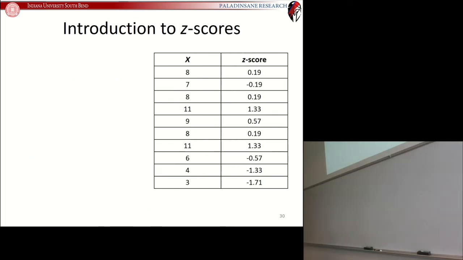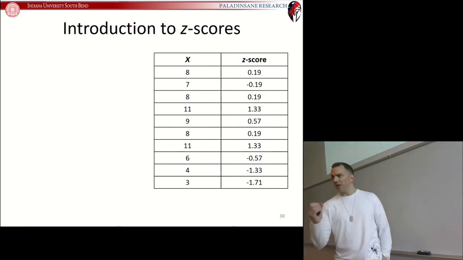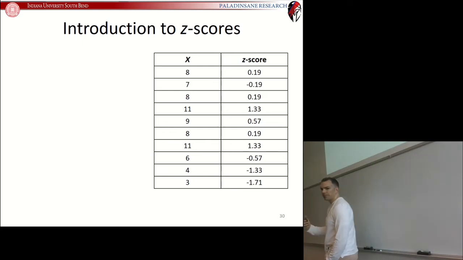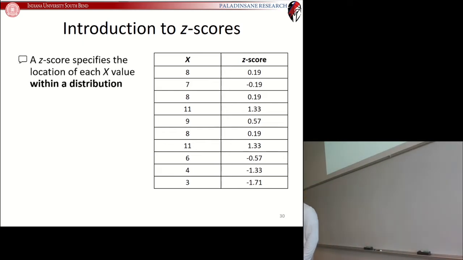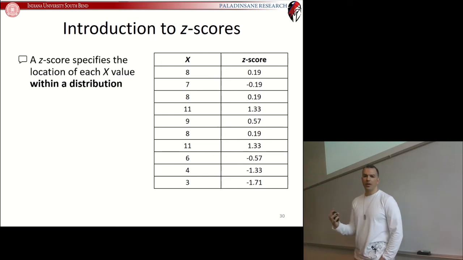And as you can see, it's much like, again, exchanging money. Because you can see here that in this case, a raw score of 8 gets changed into a z-score of 0.19. Another raw score of 8 gets changed into a z-score of 0.19. So every score gets changed into a specific z-score. And what this transformation allows us to do is specify where any raw score is within a distribution very, very quickly.